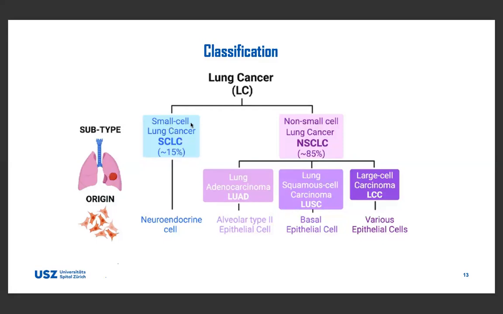As the name already indicates, it has something to do with the morphology and the histology when we look at it under the microscope. So these are small cells causing the lung cancer, and these are non-small cells, and they include adenocarcinoma, squamous cell carcinoma, or large cell carcinoma. But for you, the most important thing to remember is that there is non-small cell lung cancer and there is small cell lung cancer. The majority is non-small cell lung cancer with 85%.